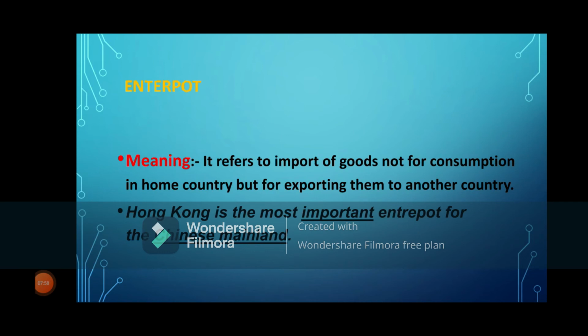Next topic is entrepot. Dear students, entrepot means re-export. It refers to import of goods not for consumption in the home country, but for exporting them to another country, such as Hong Kong, which is the most important entrepot for the Chinese mainland.